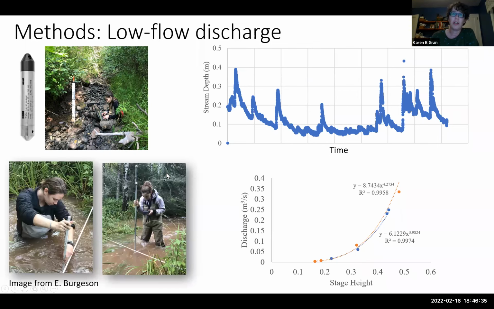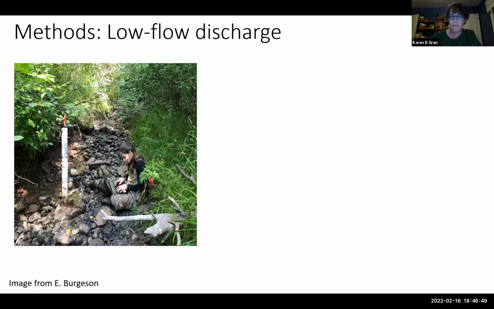We then went out during different discharges, so different river levels, and collected discharge data and stage height data to develop rating curves. And that allowed us to take the stream depth information and turn it into discharge over the course of the monitoring season. We then analyzed those discharge records to determine low flow metrics.